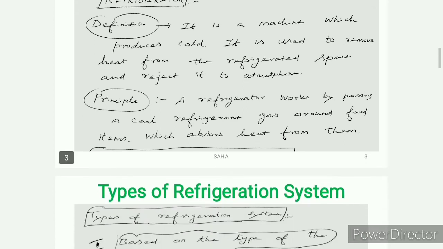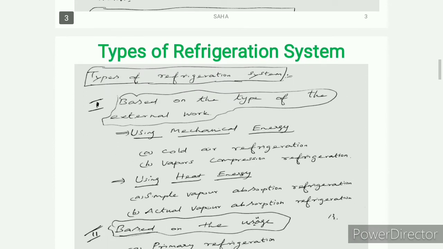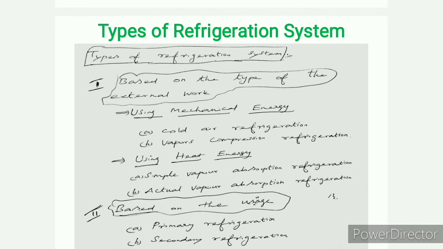So next we can see the types of refrigeration systems. The first main classification is based on the type of external work. Using mechanical energy, there are air refrigeration and vapor compression refrigeration. Using heat energy, it is classified into two categories: simple vapor absorption refrigeration and actual vapor absorption refrigeration. The second main classification is based on usage: primary refrigeration and secondary refrigeration.